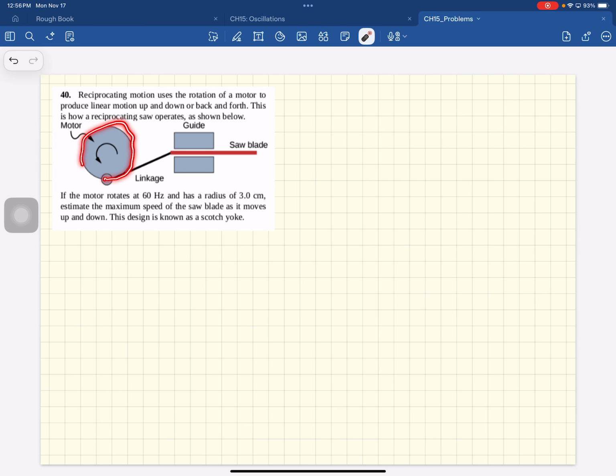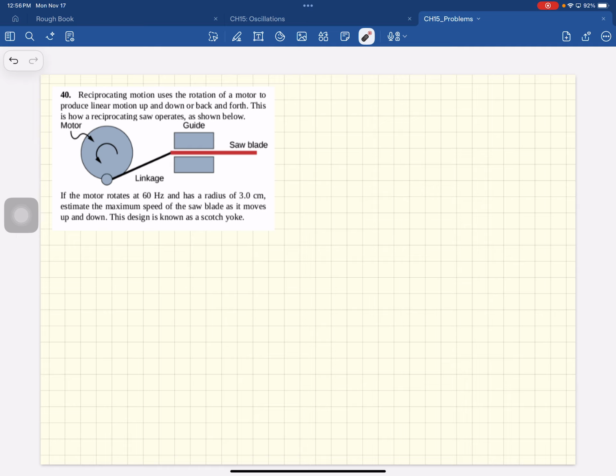A uniform circular motion. Uniform circular motion is a circular motion at constant speed. A uniform circular motion is two simple harmonic motions, a motion along like that and like that. So this saw uses that idea. It's converting uniform circular motion into simple harmonic motion of the blade.